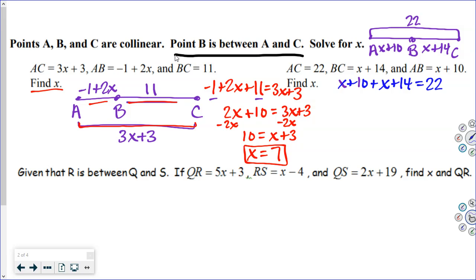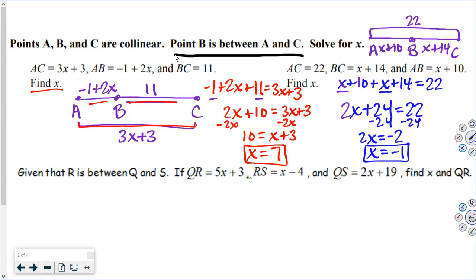From there, again, I'm going to combine my like terms. So I've got an x and an x, so now I'm looking at 2x. I've got a 10 and a 14, and so that's going to give me 24. And then I'm going to subtract the 24 from each side. When I do so, I get 2x equals -2, and then I divide, and I get x equals -1.